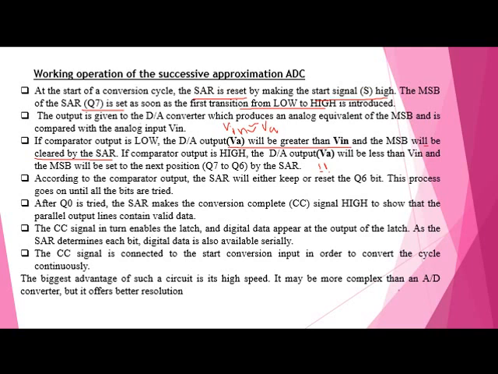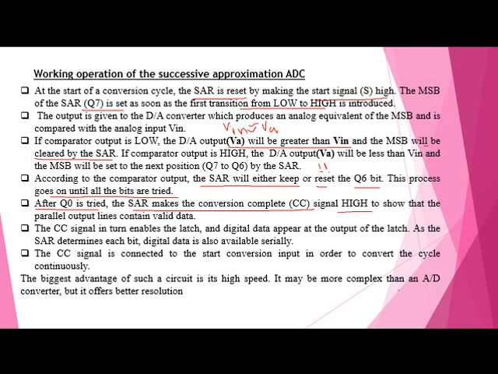According to the output of the comparator, the SCR will keep or reset the Q6 bit. This process goes on continuing until all the bits have been tested, from the MS bit through the next bits down to the LS bit. After Q0, the last bit, is tried, the SCR completes the cycle. The conversion complete signal then goes high.